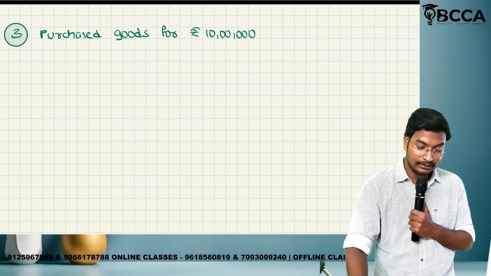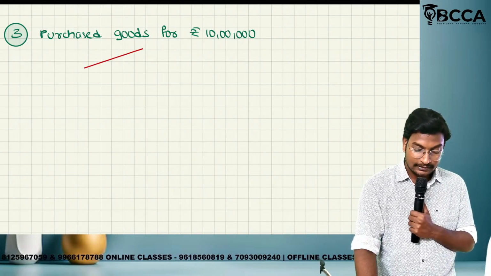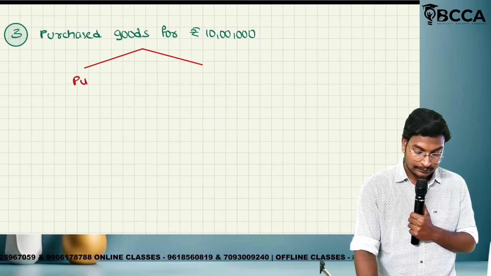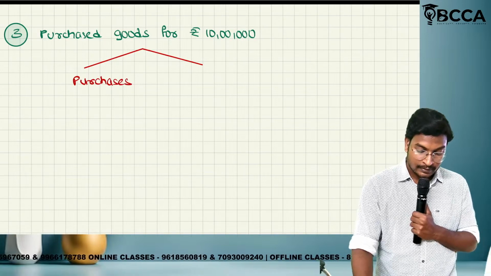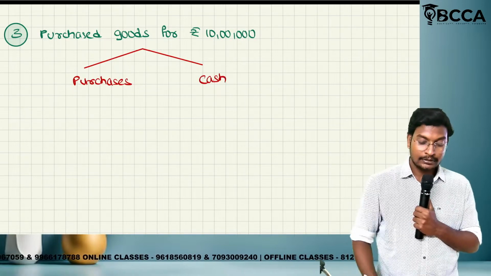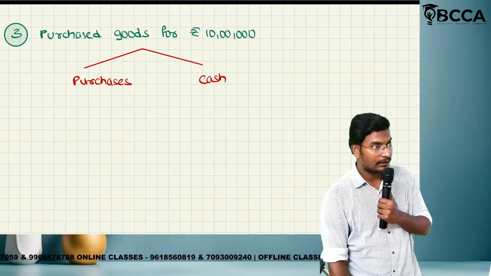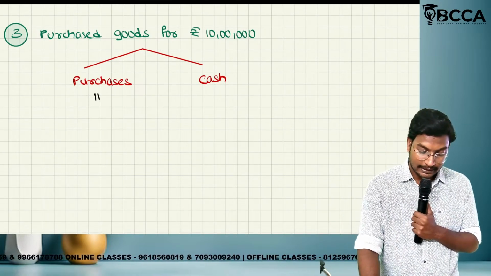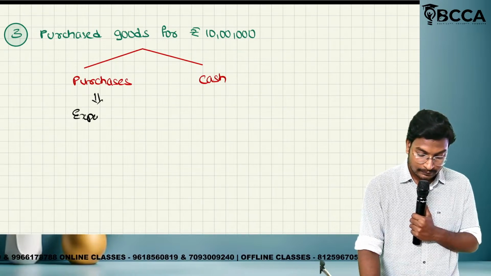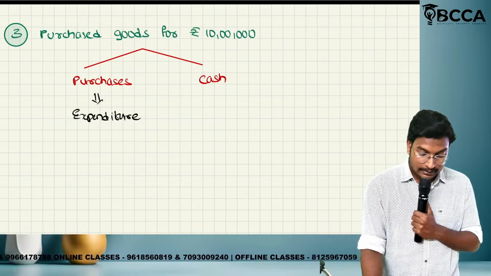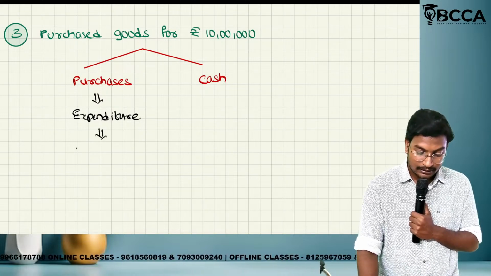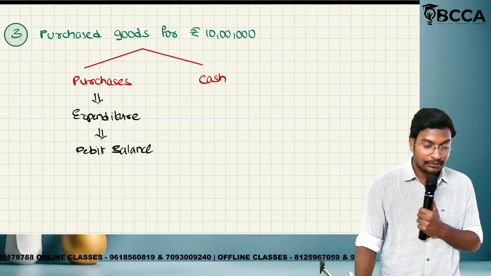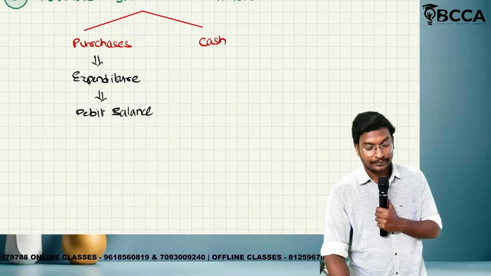What are the two accounts here? Purchases and cash. We should not use the word goods. Purchases is an expenditure. Yes or no? Purchases is an expenditure, which has a debit balance. Which approach are we using? The modern approach. Debit balance.